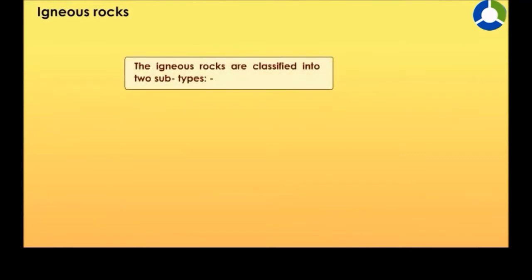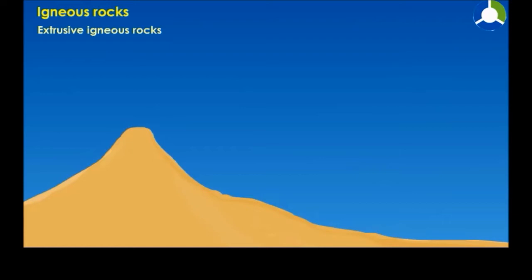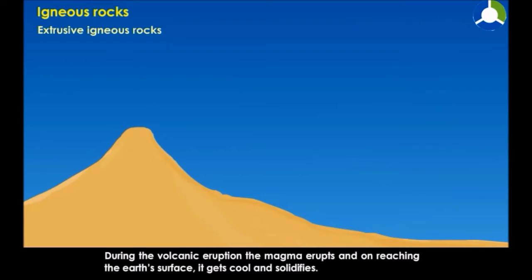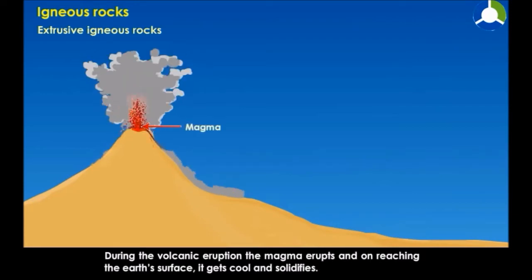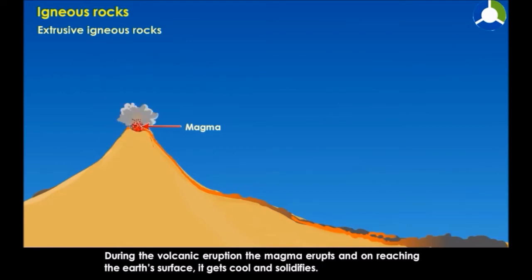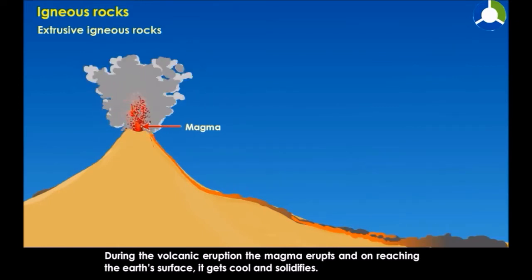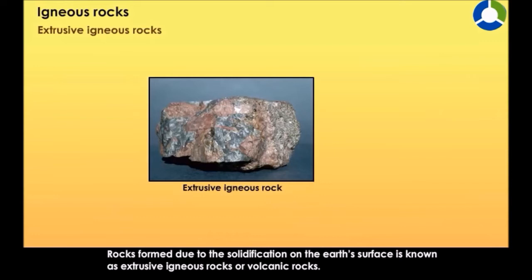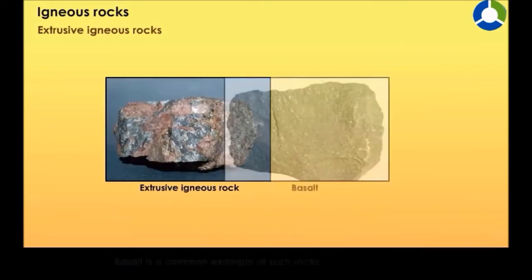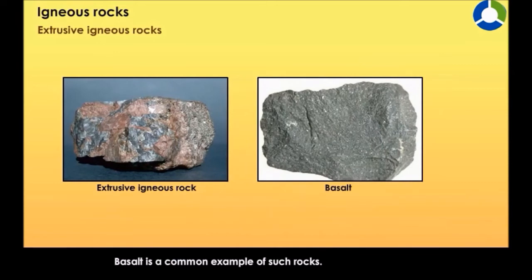The igneous rocks are classified into two subtypes: extrusive igneous rocks and intrusive igneous rocks. Extrusive igneous rocks. During the volcanic eruption, the magma erupts and on reaching the Earth's surface, it gets cool and solidifies. Rocks formed due to the solidification on the Earth's surface are known as extrusive igneous rocks or volcanic rocks. Basalt is a common example of such rocks.